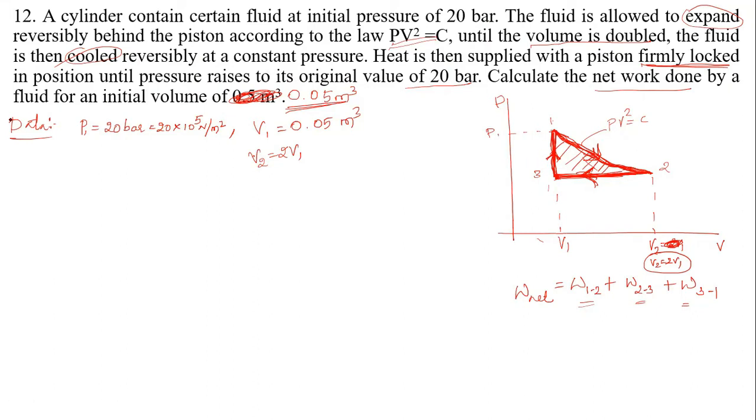Let us calculate the net work done by calculating individually. First, we will go for process 1 to 2. What is process 1 to 2? Process 1 to 2 is a polytropic process.